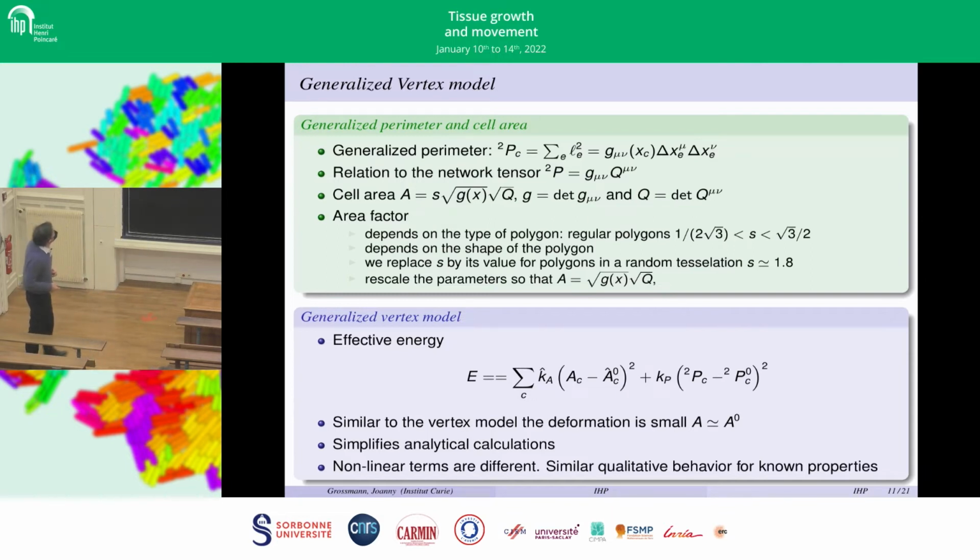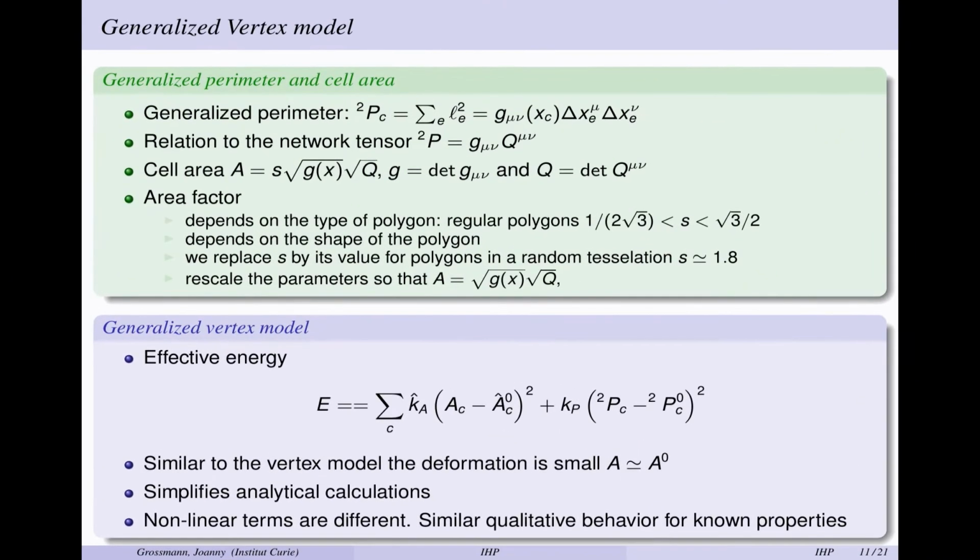So in the end, I will end up with a new energy, which has the area term, and I replace the perimeter term by this 2p minus 2p0, which is my generalized perimeter with respect to the reference one. I insist on the fact that we did that because it allows us to do analytical calculations that we couldn't do otherwise.